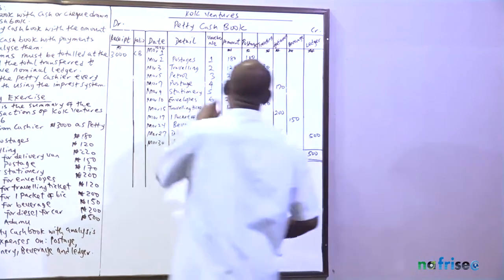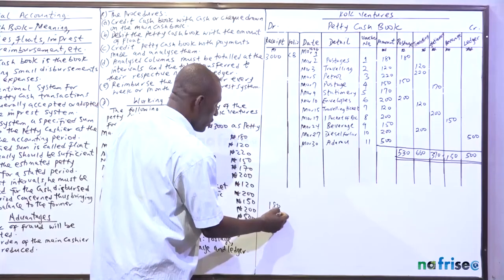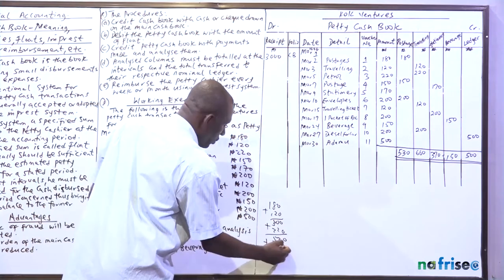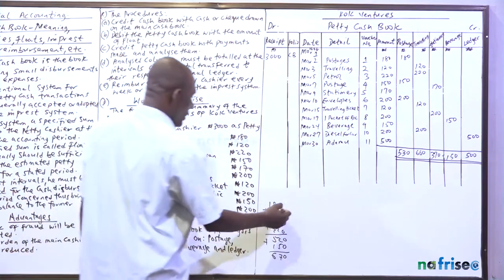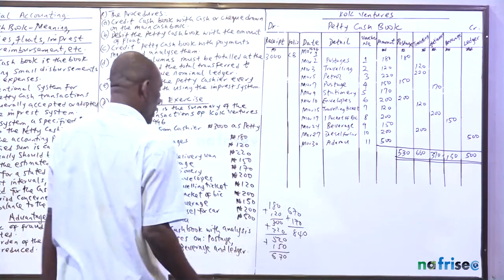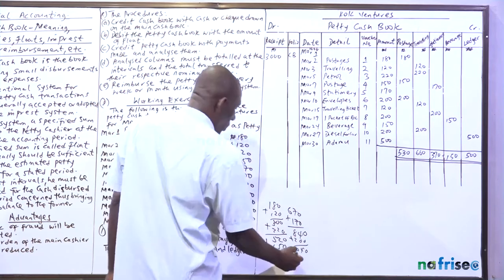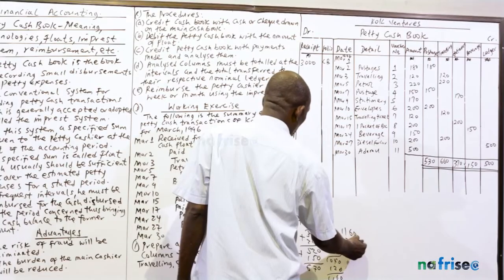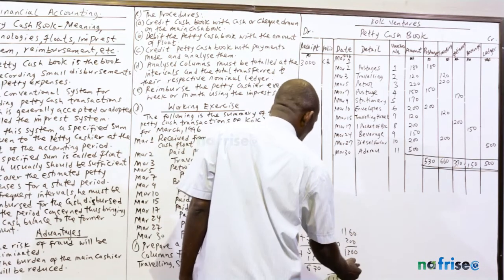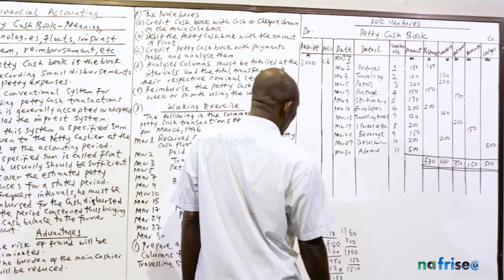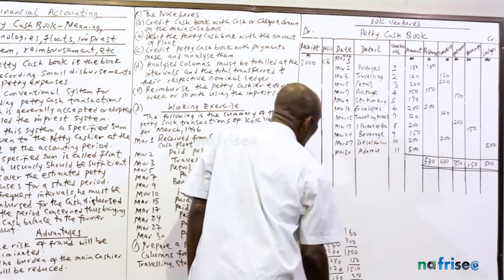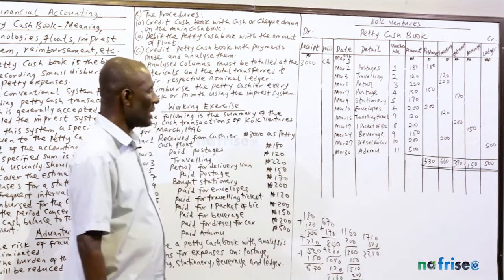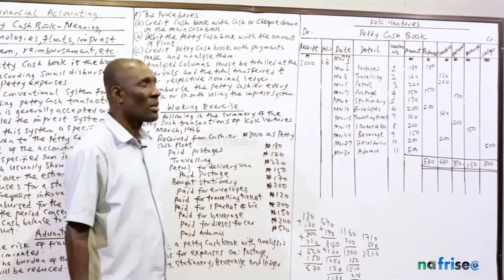Now let's look at the aggregate of this, the amount. 180 plus 120, 300. 300 plus 220, 520. 520 plus 150, 670. 670 plus 170, 840. 840 plus 200, 1040. 1040 plus 120, 1160. 1160 plus 200, 1360. 1360 plus 150, 1510. 1510 plus 200, 1710. 1710 plus 500, 2210. So out of 3000, 2210 was spent.